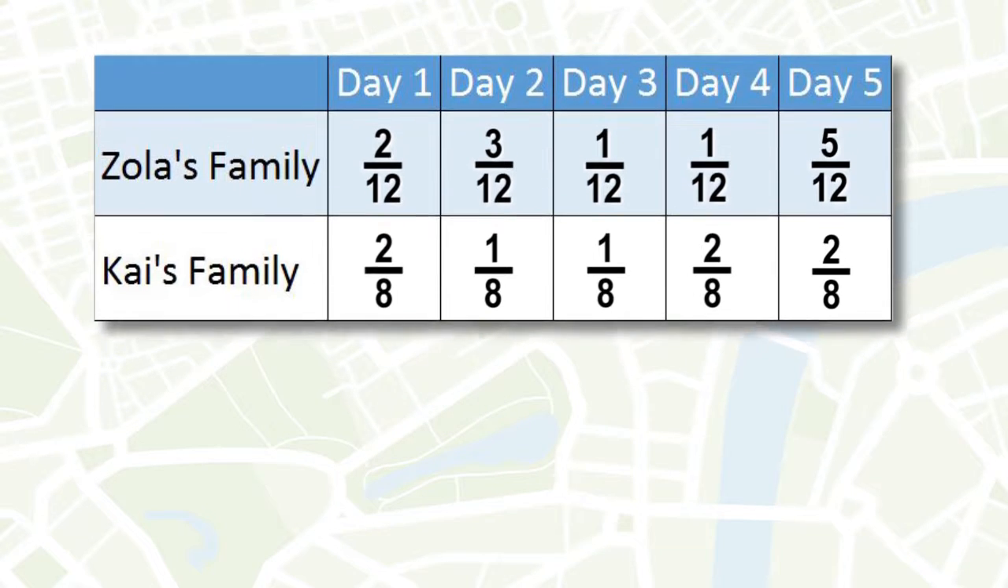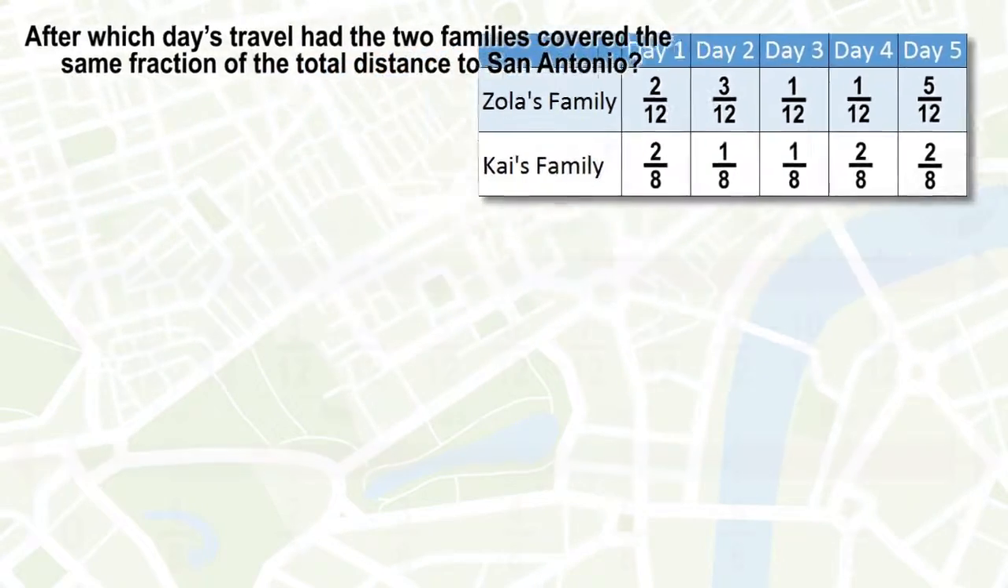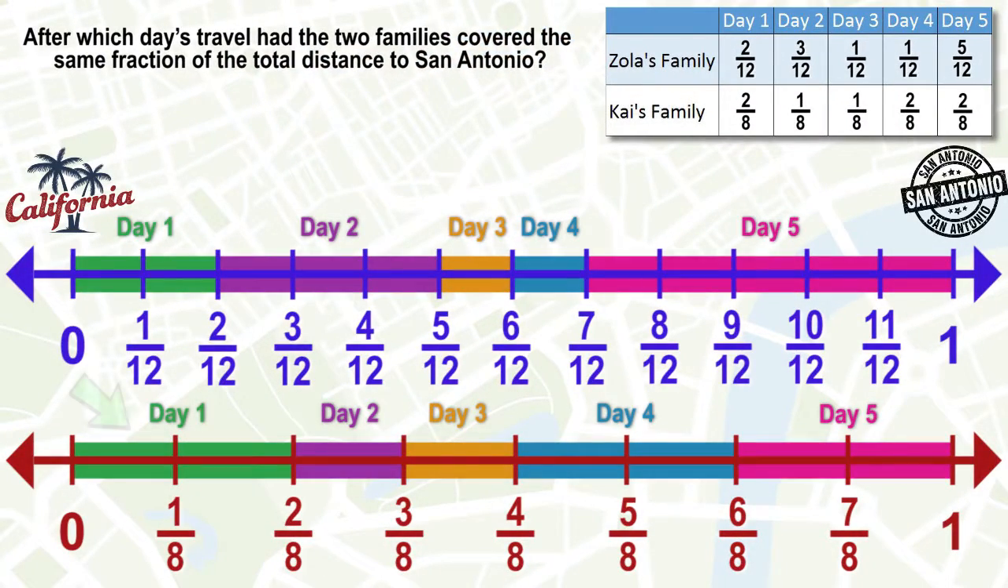Let's answer another question using the table. After which day's travel had the 2 families covered the same fraction of the total distance to San Antonio? Let's use the number line to answer this question. Day 1 is clear that Kai's family traveled further. Day 2, it is clear that Zola's family traveled slightly more than Kai's family. Day 3, however, they match up.